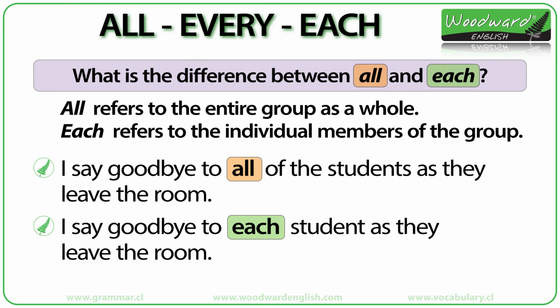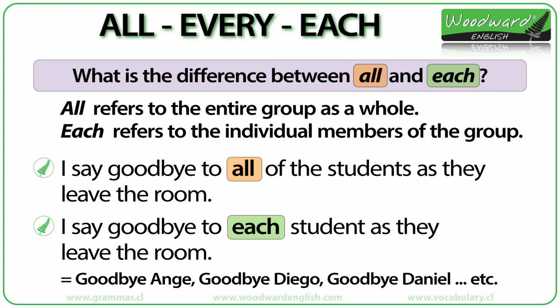But in this example, I say goodbye to each student as they leave the room. This means I say goodbye Ange, goodbye Diego, goodbye Daniel, etc. until it has been said to all of the students individually. Yes, there's a lot of repetition if you say goodbye to each student. Notice how in the first sentence, all is used with the plural noun students, ending in an S. However, in the second sentence, each is used with the singular noun student.